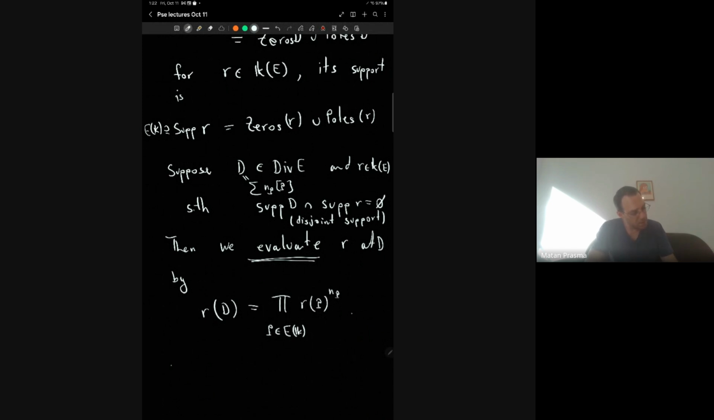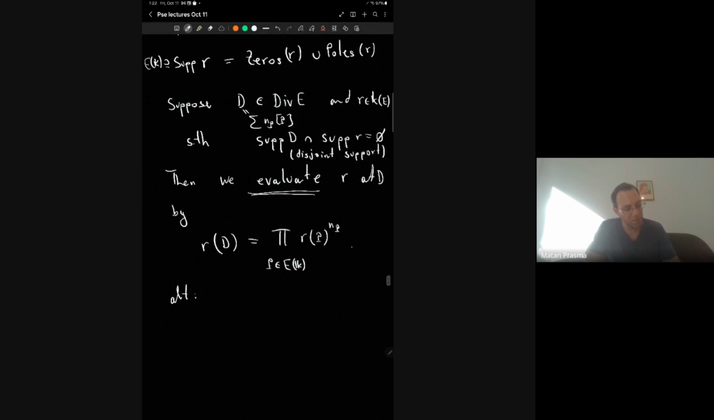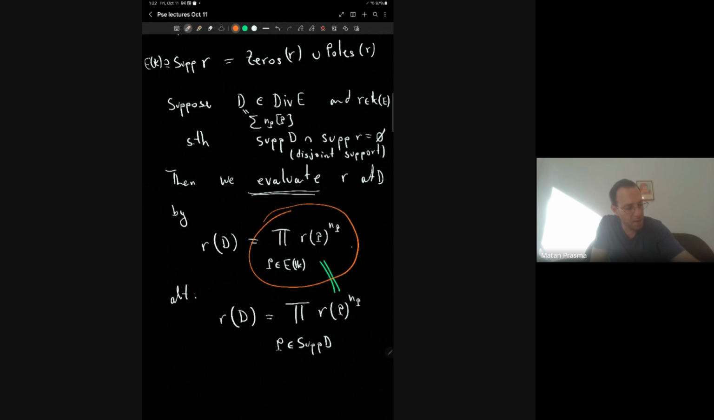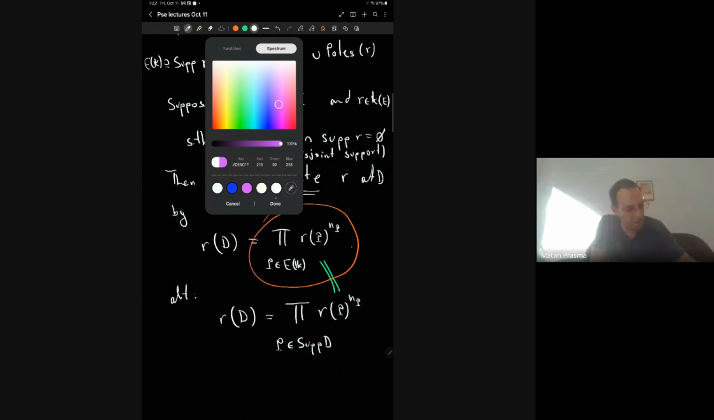Alternatively, if you don't want the complication of running over potentially infinitely many points, we could say that RD is the product over all R(P) to the NP, where P is in the support of D. By definition, I simply define the product in orange to be the product in purple.